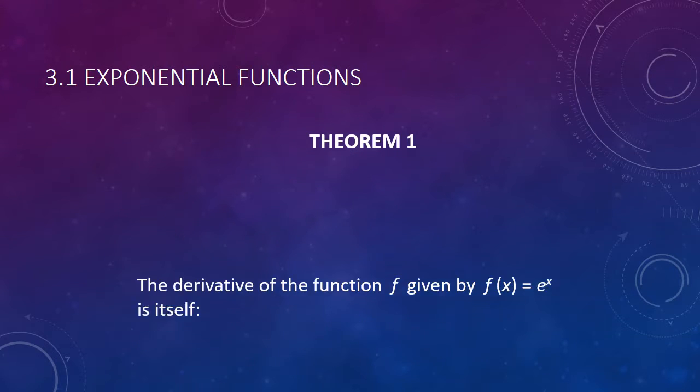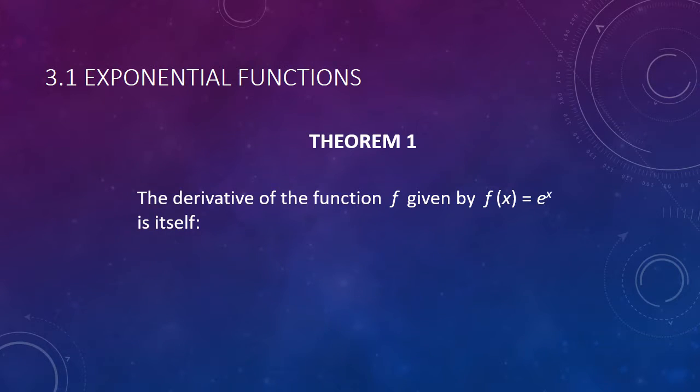Theorem 1 says that the derivative of the function f given by f of x equals e to the x is e to the x. The derivative of e to the x is e to the x. That's it, plain and simple. And we are only going to be working with e to the x. We're going to be working with e as our base.